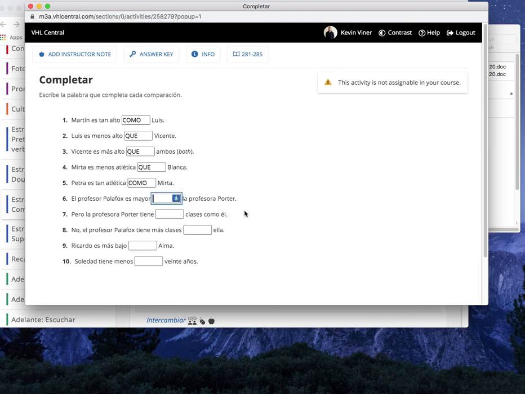6. El profesor Palafox es mayor blank la profesora Porter. Pause. And we're back. What do you think? Que. Mayor que is older than, right? Muy bien. 7. Pero la profesora Porter tiene blank clases como él. Pause. We're back here. It has to be tantas. And it's tantas because classes is a noun, right? So as many classes as him, right? And it has to agree in both gender and number. So it's tantas, plural and feminine, because clase is feminine.